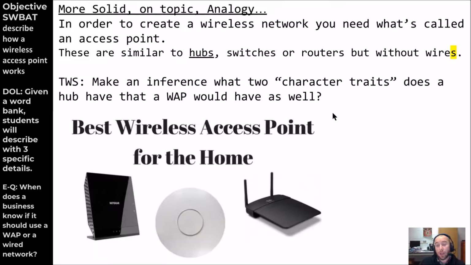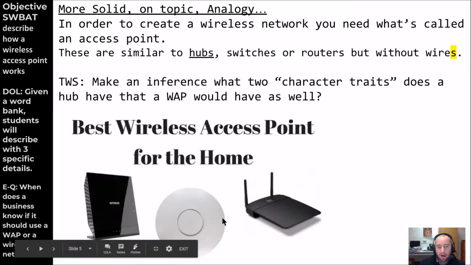So to give you a better analogy that's a little more on topic, by the way, I think of a hub. In order to create a wireless network, you need what's called an access point. This is acting like a hub. And you might also think it's like a switch or a router, but without the wires. Notice the emphasis on S. A wireless access point typically just has one wire, or maybe two if we're talking about the power cable.